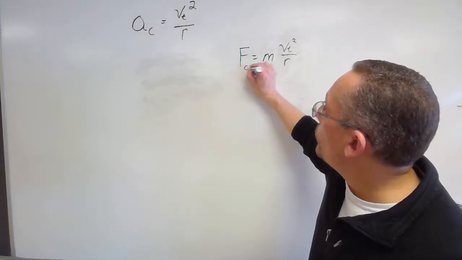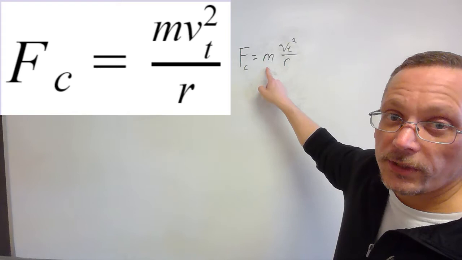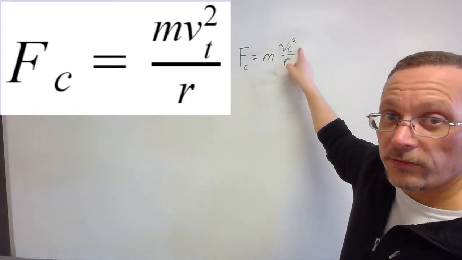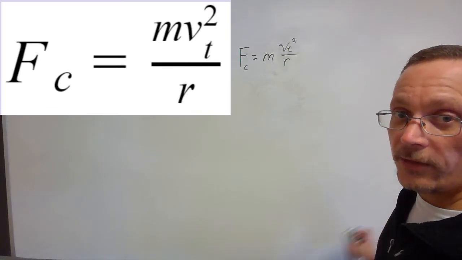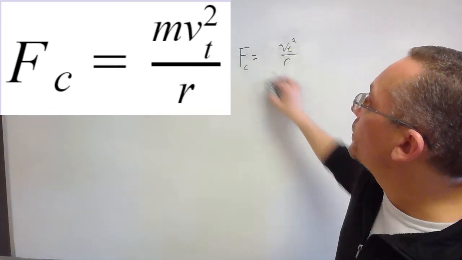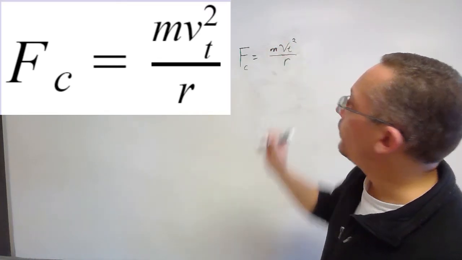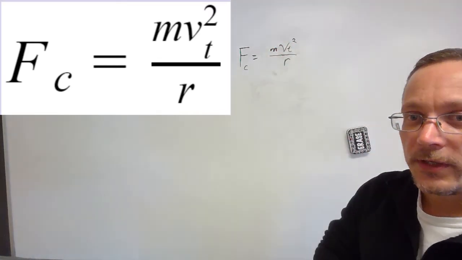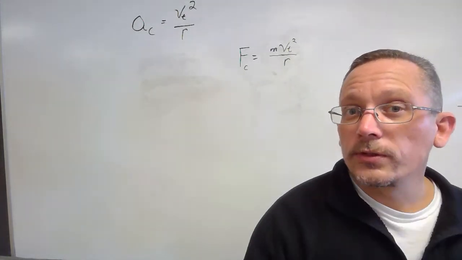So here we have another equation. The centripetal force is equal to the mass of the object times the tangential velocity squared divided by the radius of the circular path. And you can put the mass up here in the numerator with the rest of those. Let's take a look at a problem involving the centripetal force.